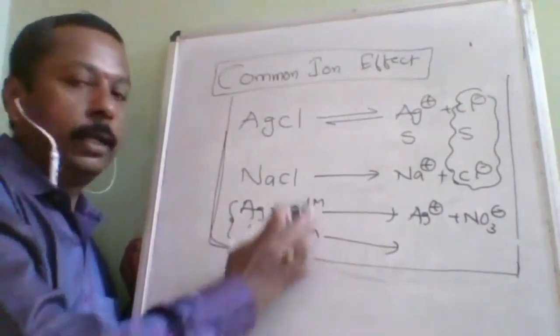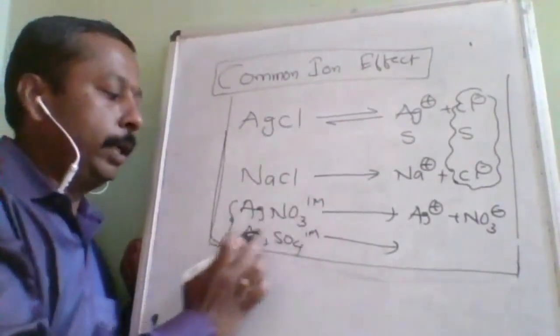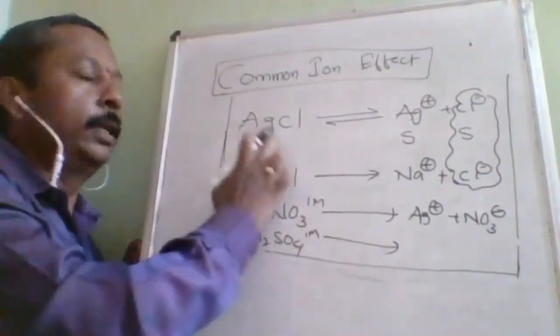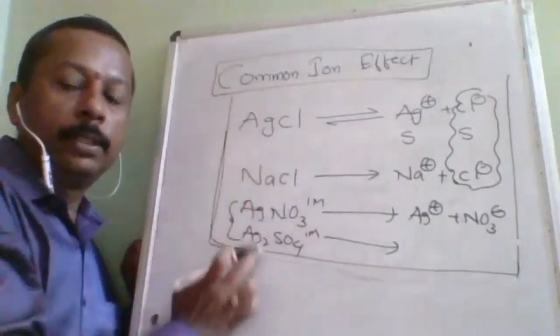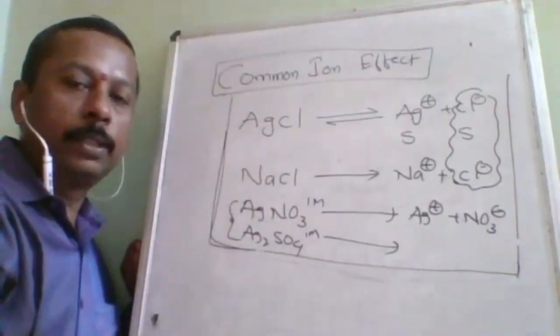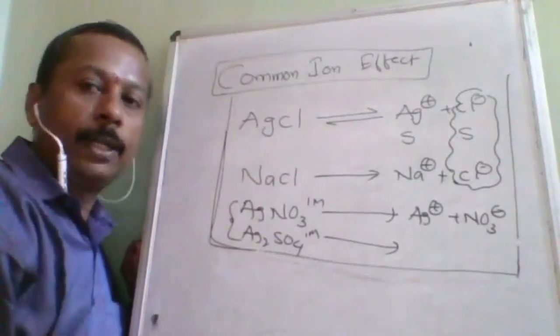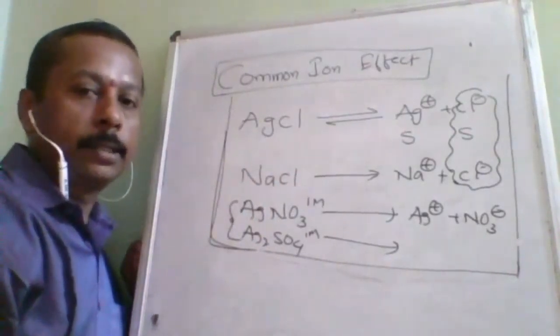If 1 molarity of both AgNO3 and Ag2SO4 is added to the AgCl in the same container, which is going to affect more? Which is going to reduce the solubility of AgCl by a large extent?